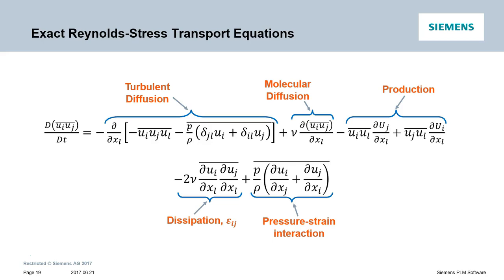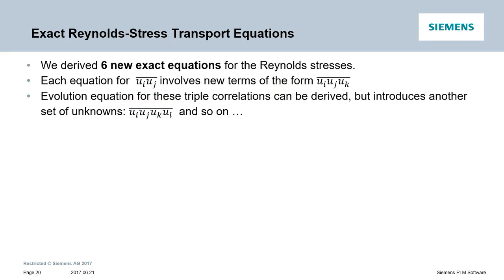So now essentially this is the task of RSM submodels to account for these three different terms, or we can try to derive equations for these higher order terms as well. So we derived new equations for the Reynolds stresses. Each equation involves third moment terms as unknowns, and third moment equations can be derived in a similar fashion, but it introduces another set of fourth order unknowns and so on. So we see a pattern here.